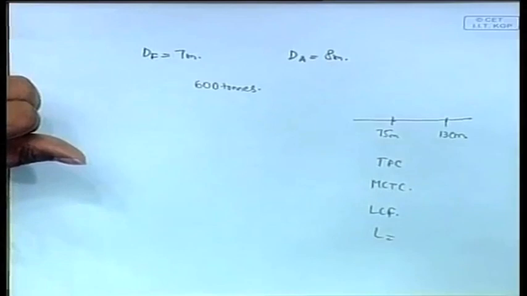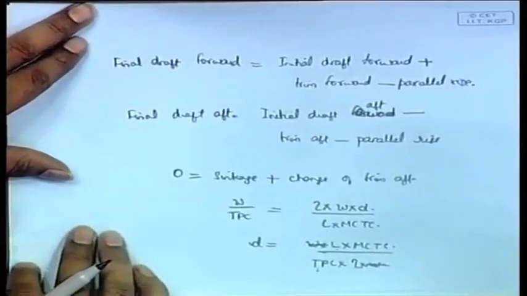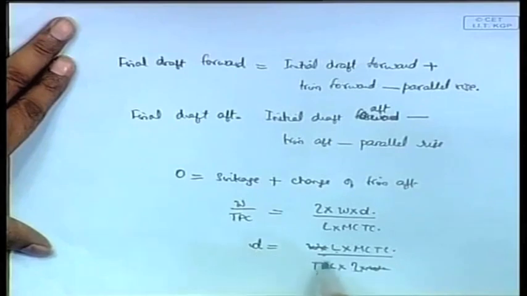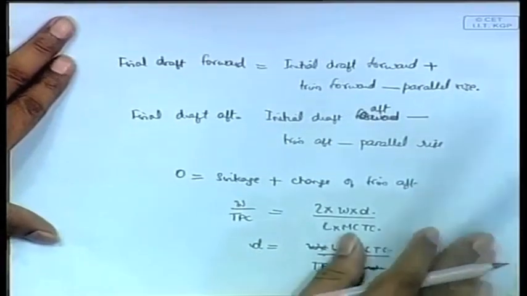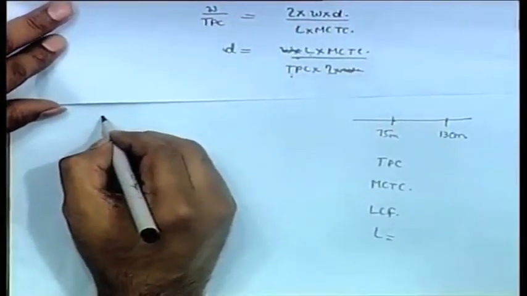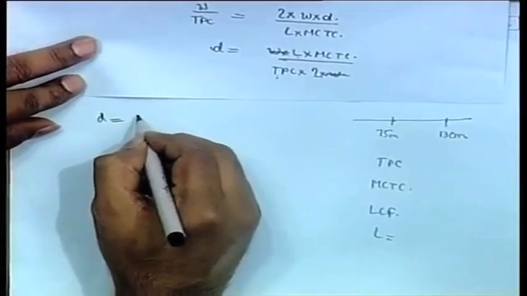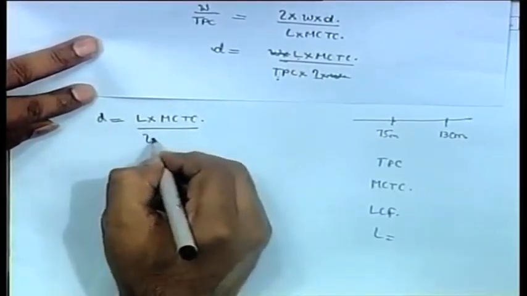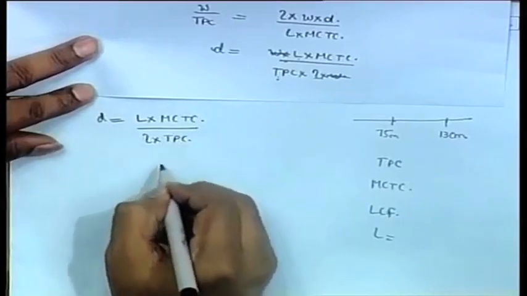Straight away we can use this formula, there is nothing much to do actually. D is the distance through which the weight has to be shifted, it is equal to L into MCTC divided by small l into TPC.